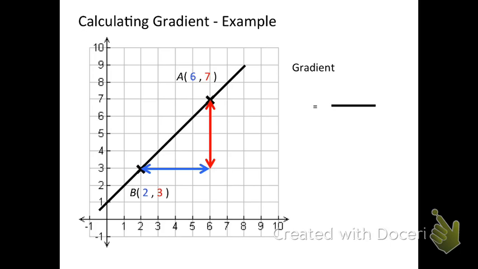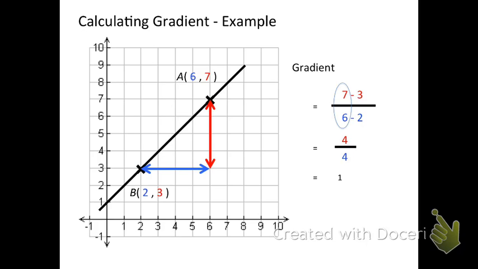So in the previous example, if I put in the numbers, it will look something like 7 minus 3, which is that distance between the red arrows, and after that the blue arrows, which is 6 minus 2, and the gradient is 4 divided by 4, which equals 1. So the gradient of this line is 1.